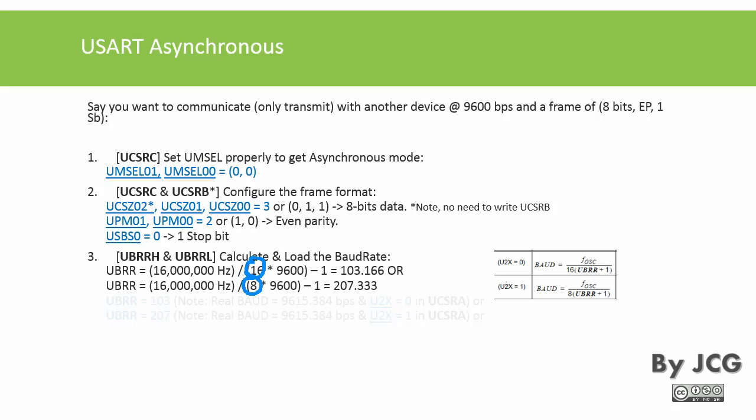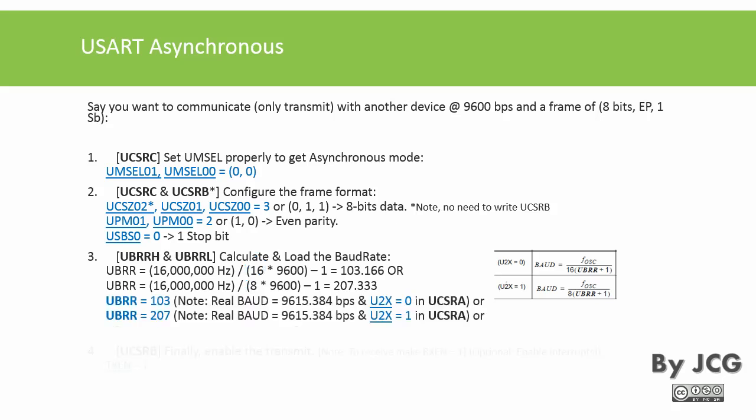And you get 207.33. What is the best choice? Do we choose 103 with simple speed, or do we choose 207 with double speed? The answer is it's the same. With both options, you actually achieve 9615 bits per second. So you do not actually achieve the 9600 you wanted, but that is okay.